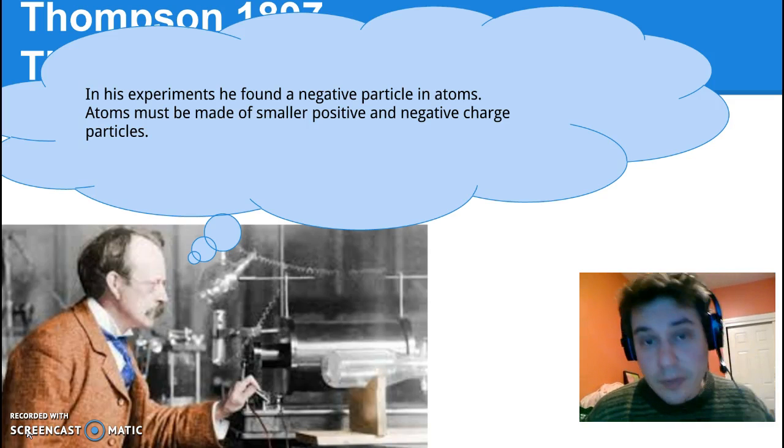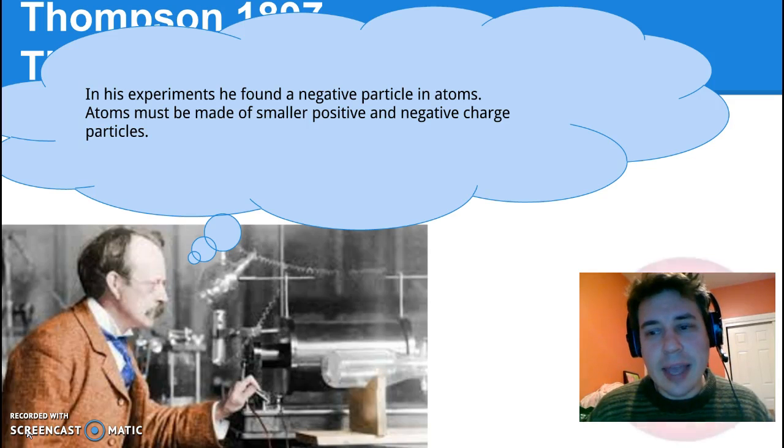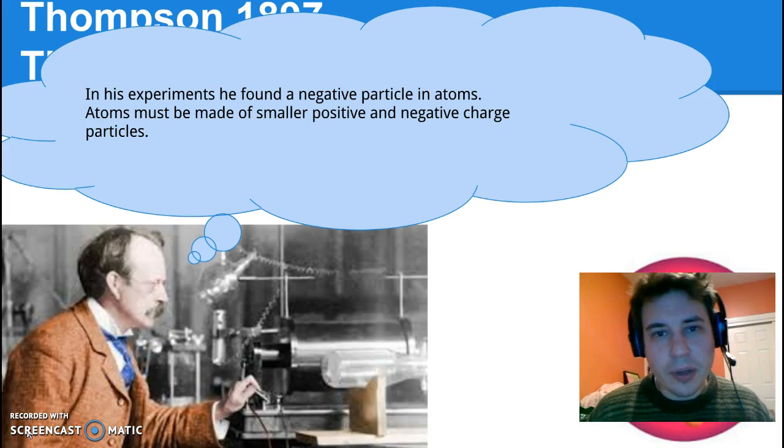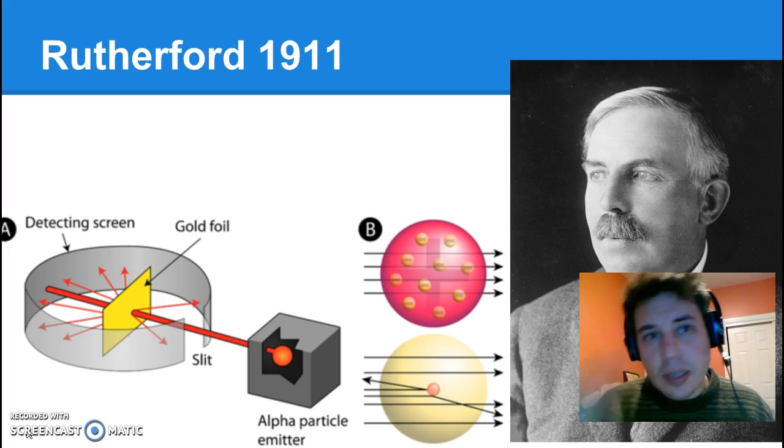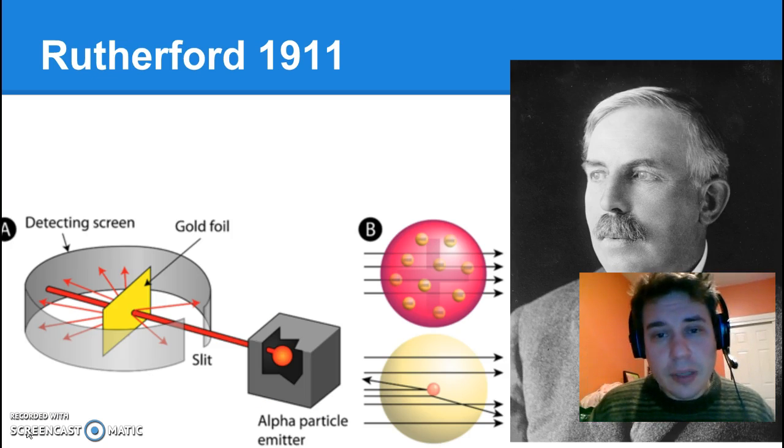Now he rightfully thought that there must be some positive part to it as well if there was a negative part. And he imagined that the atom looked something like this. He called it the plum pudding model, where the positive charge was all around and these small little electrons were floating around in this positive soup or pudding. And that held for quite some time until the next scientist in 1911.